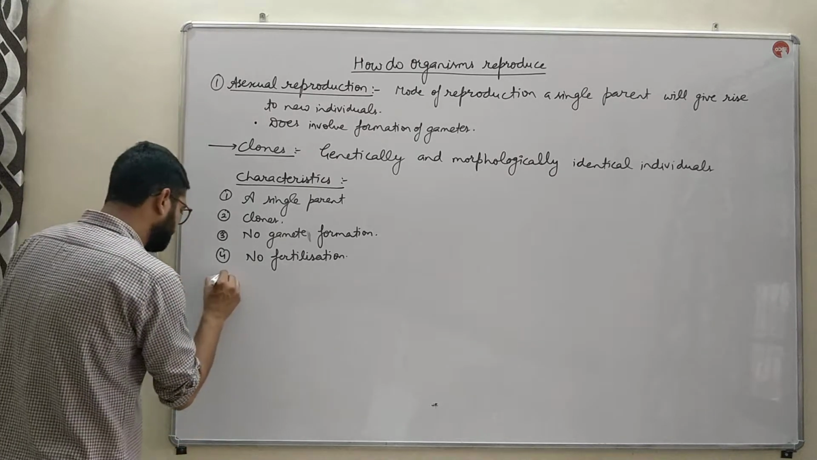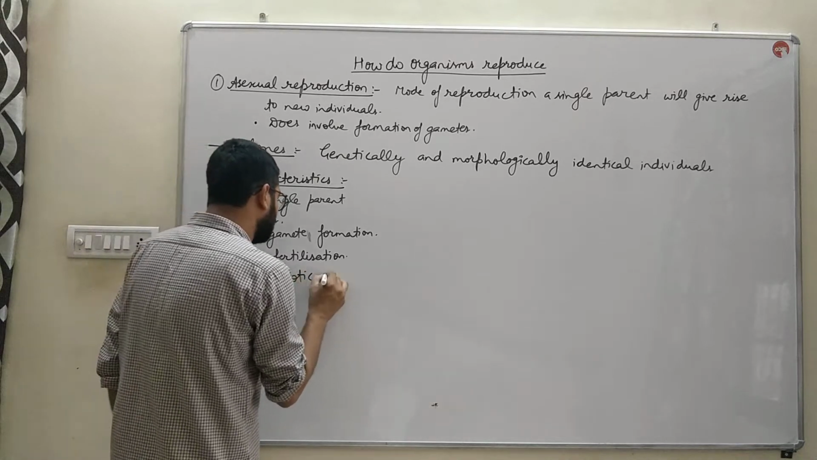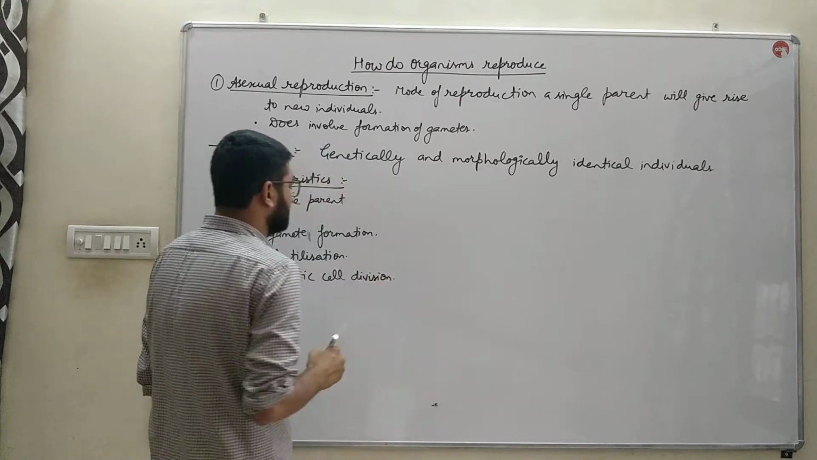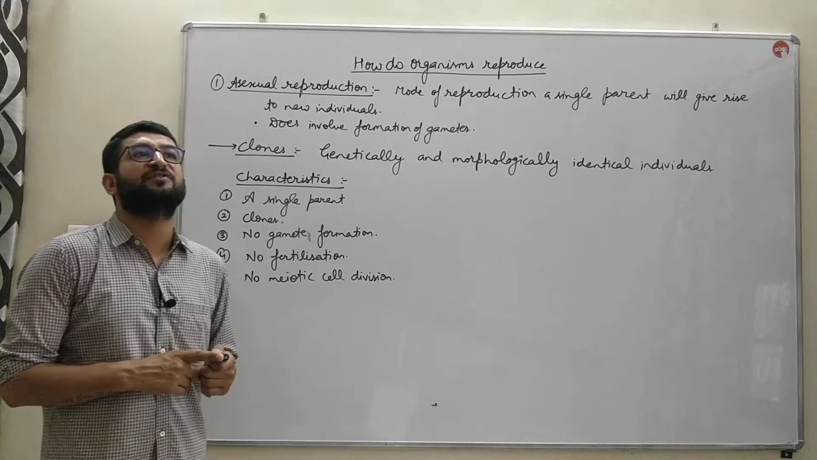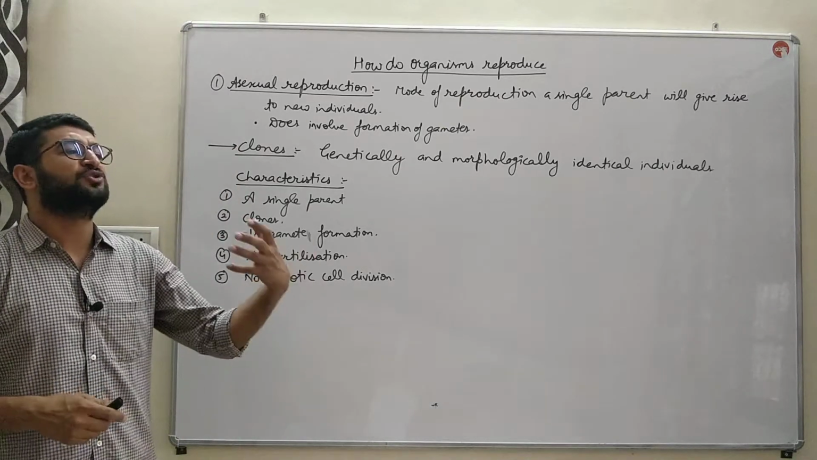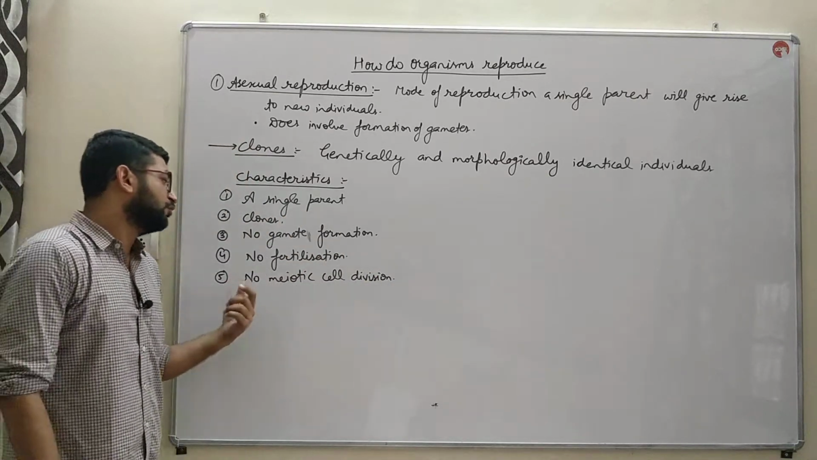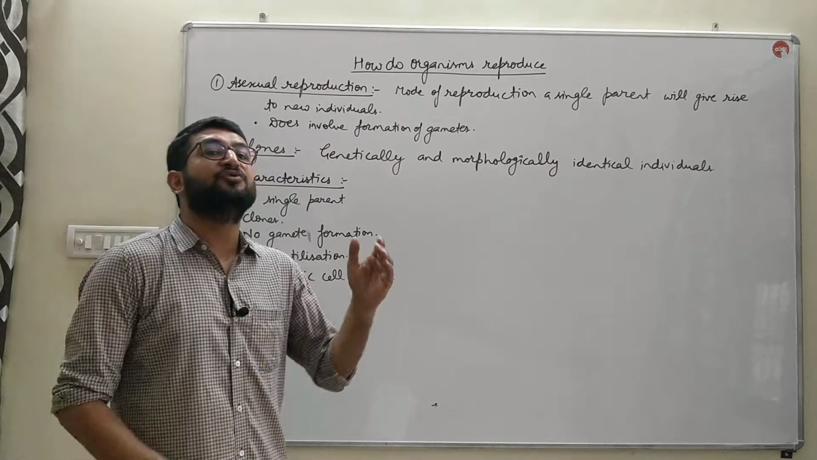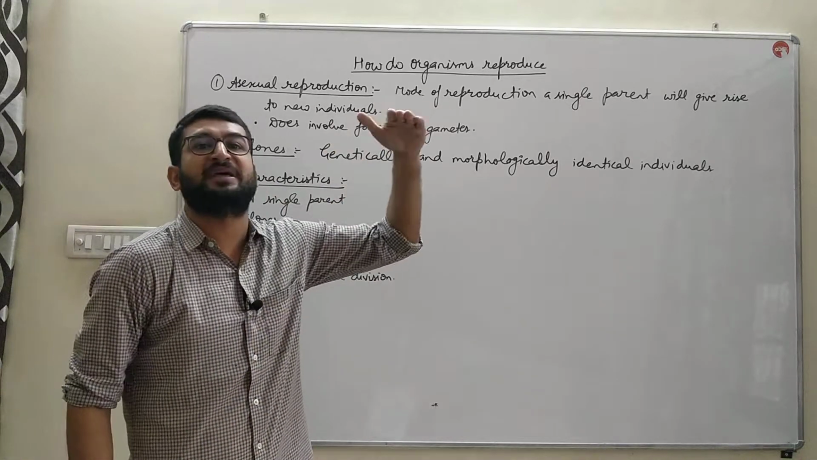Next, no meiotic cell division. The cell division which takes place is only mitotic. As you discussed in your previous class, that is 9th, what is cell division? When a cell divides into two or more than two cells, it is known as cell division. It is of two types, majorly. Meiosis, that is reductional division, in which the chromosome number is reduced to half as compared to the parent cell.